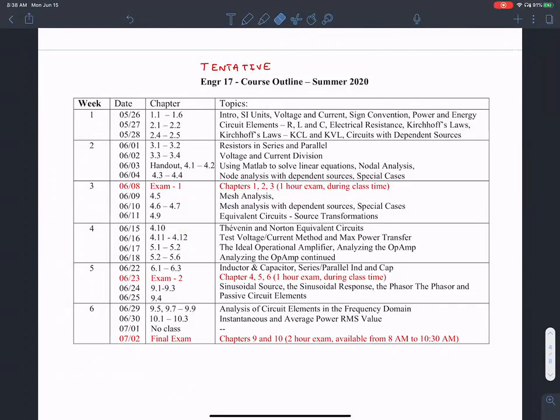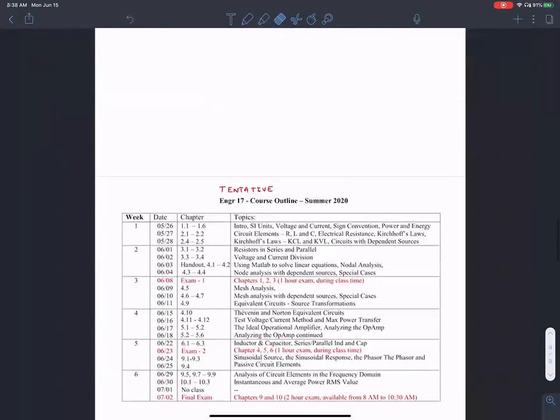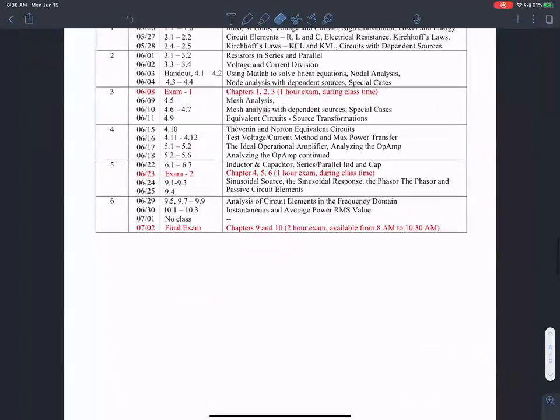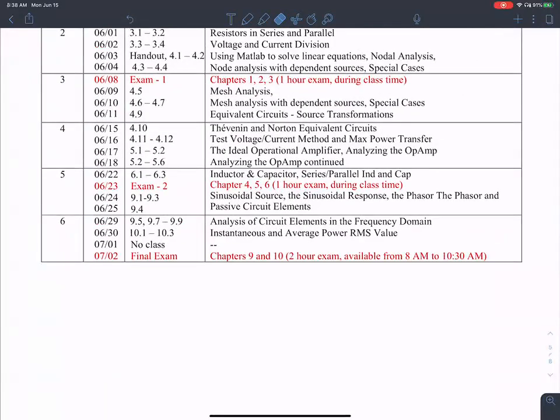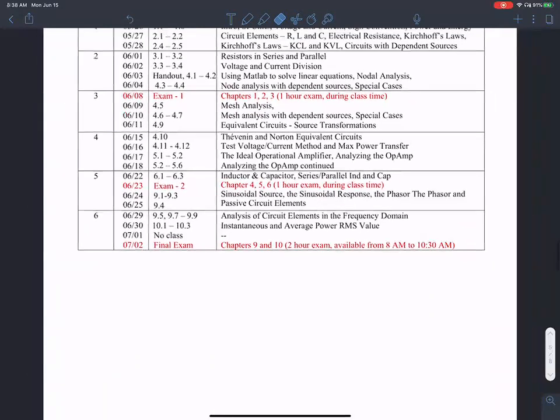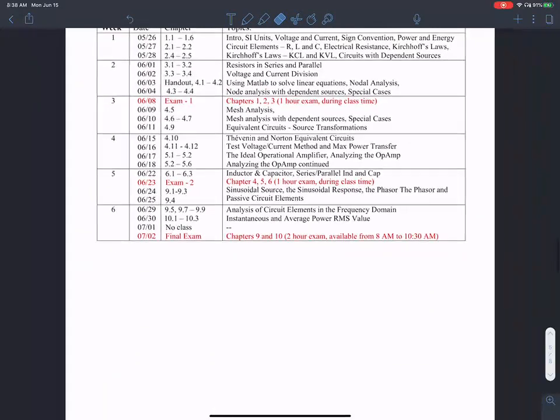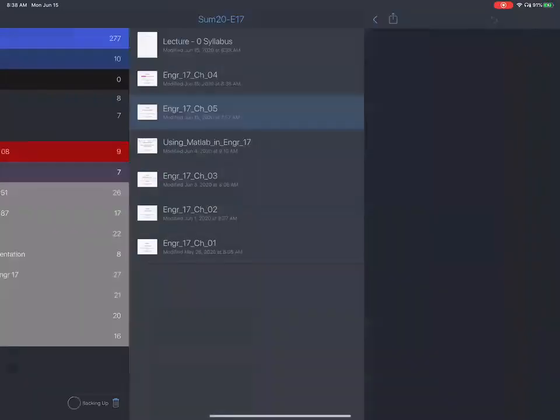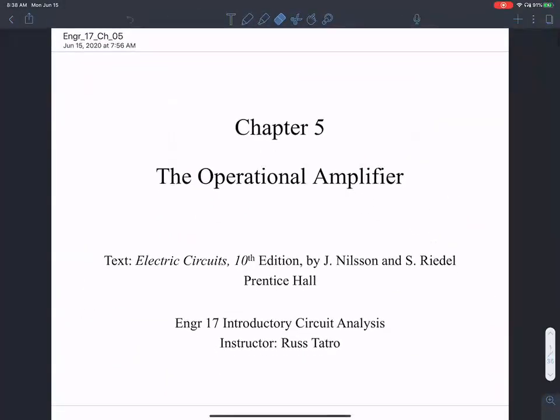Okay, that may take a little bit of practice, and it's always good to spend as much time as we possibly can with chapter 5 and 9. So now that we have a bit more time, I want to go to chapter number 5. Okay, let's go to chapter number 5, the operational amplifier, a very, very interesting circuit.